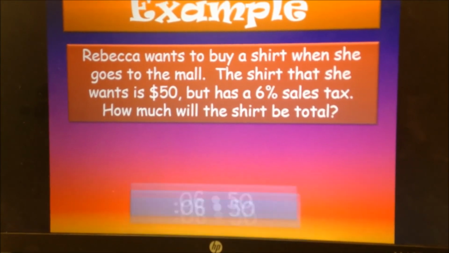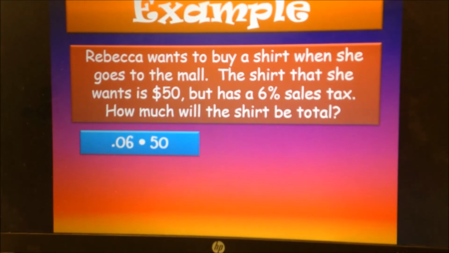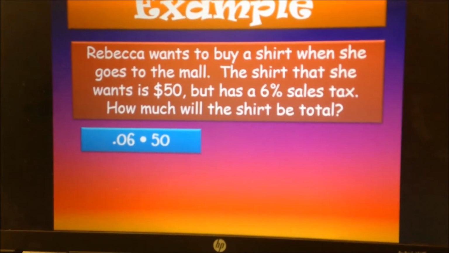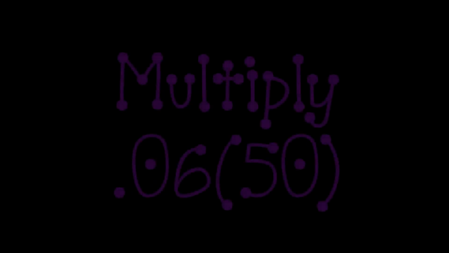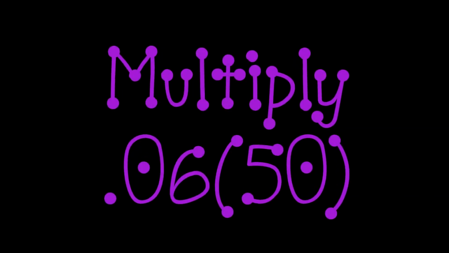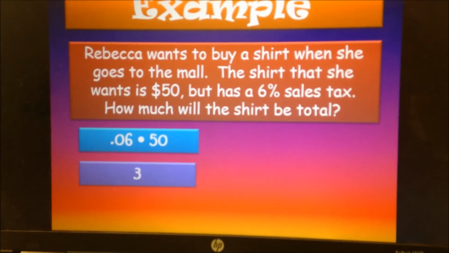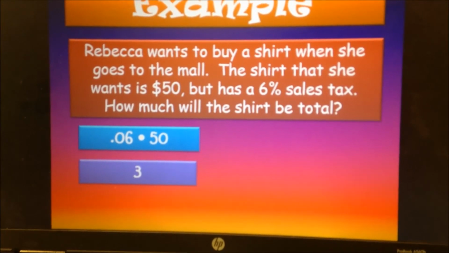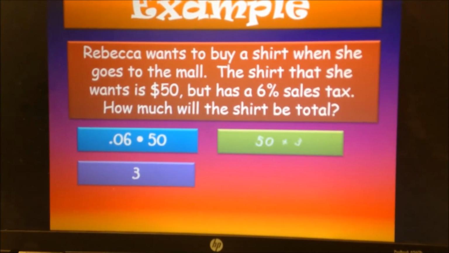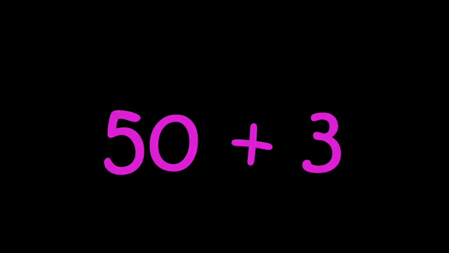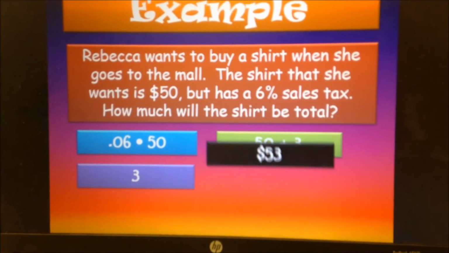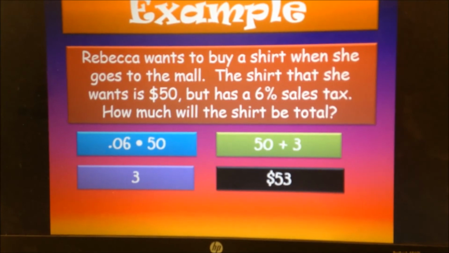Then I'm going to be multiplying it by my original amount. So 0.06 times 50 to find out how much tax I have to pay. That ends up being $3 in tax. I'm going to add my tax back to my original amount, so $50 plus my $3 in tax, making my total $53 for the shirt.